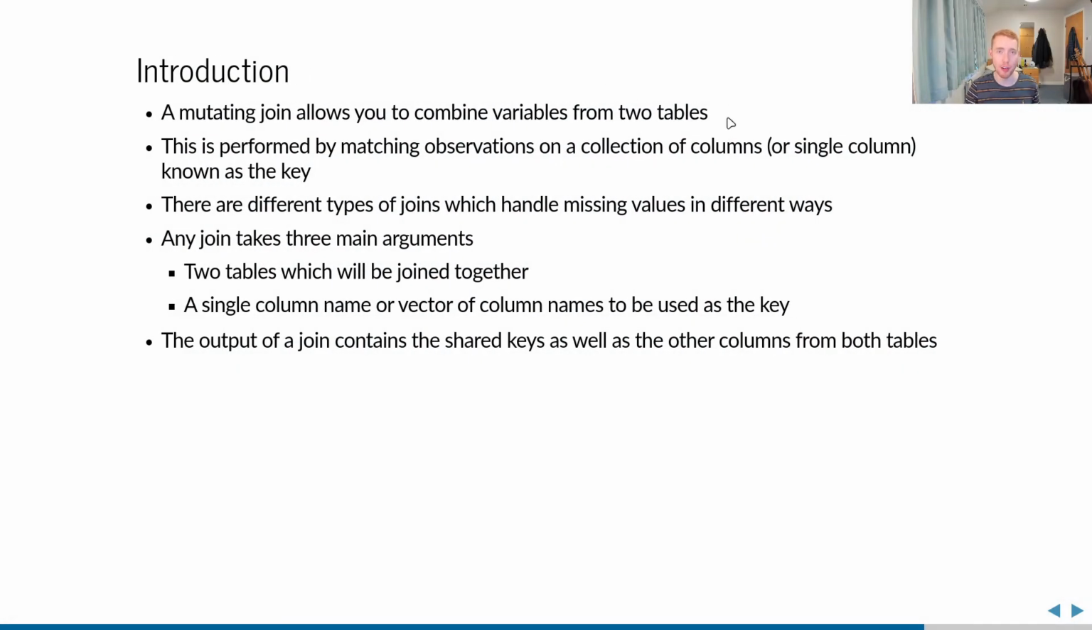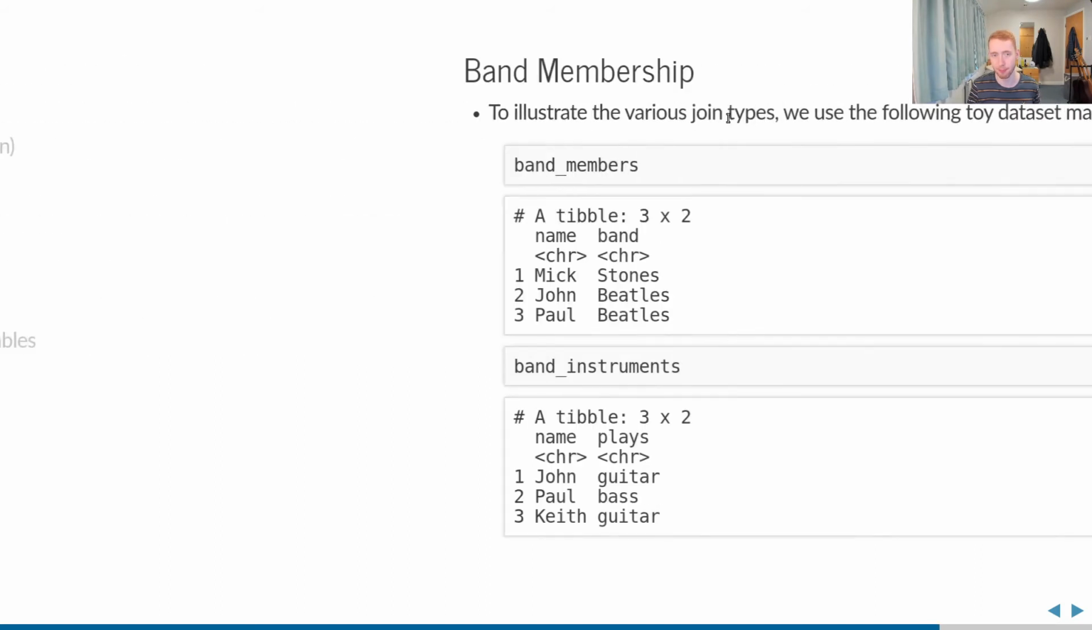If we want to join together three tables, we can do that by joining together two and joining on the third one to the newly formed combination of the first two. So we can just do these pairwise.